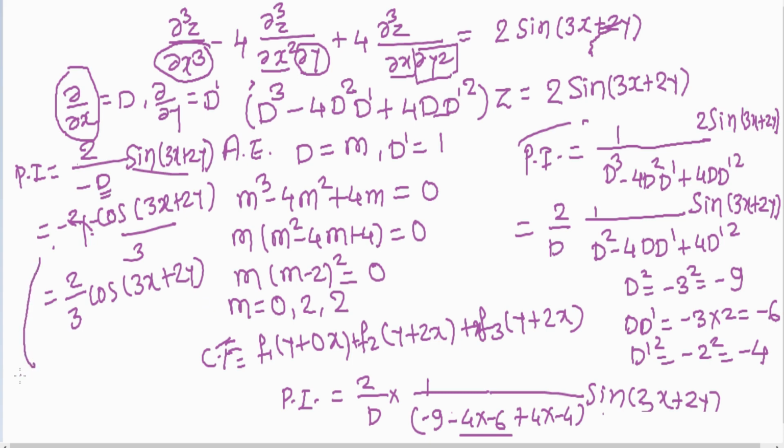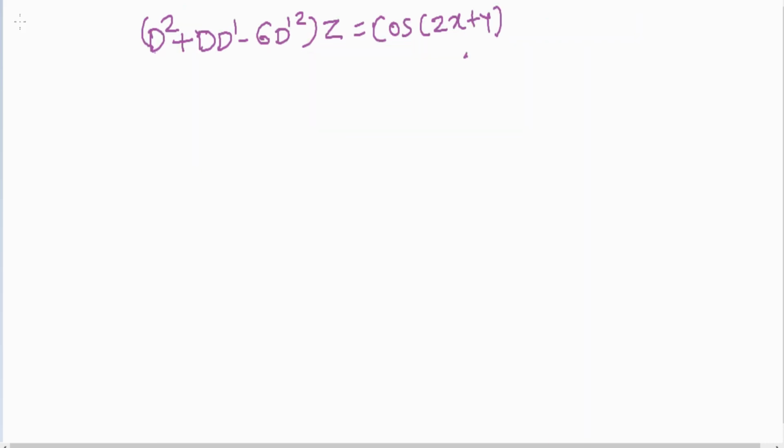Hence, the complete solution equals complementary function plus particular integral. Consider one more example of a trigonometric function where the right side is cos of (2x plus y).